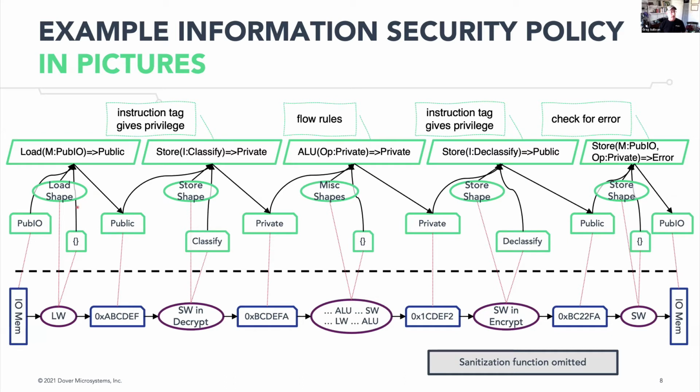The semantics of these shapes, these abstract instructions, is given by the set of policies that are currently installed on the machine. So for instance, we'll just look at one, the last store word, in the encrypt function. The instruction itself might have a tag which gives it declassification authority. And there's a rule that says if I have a store instruction that has declassification authority, then the output is tagged as public, regardless of whether it was public on the input.